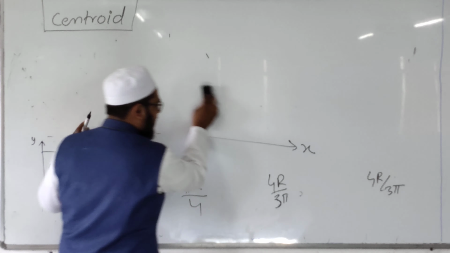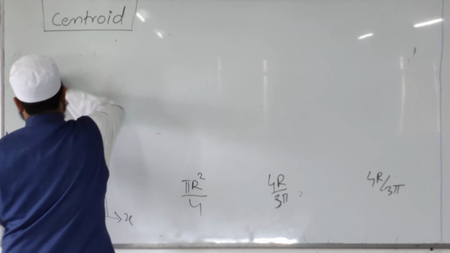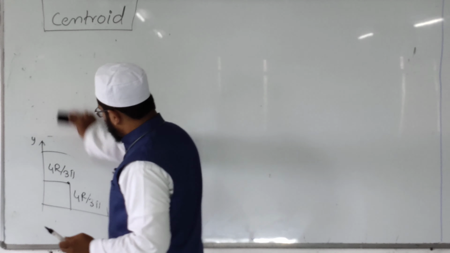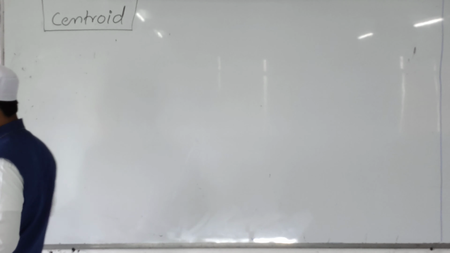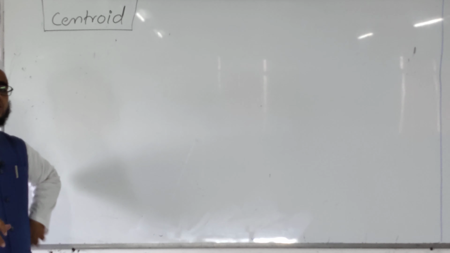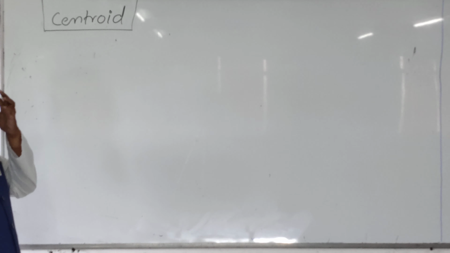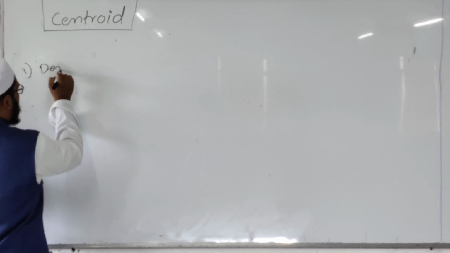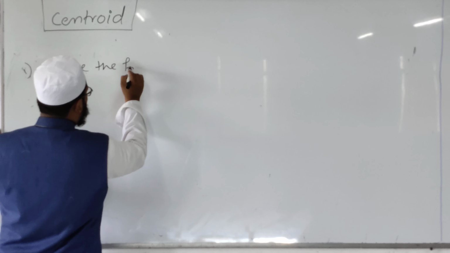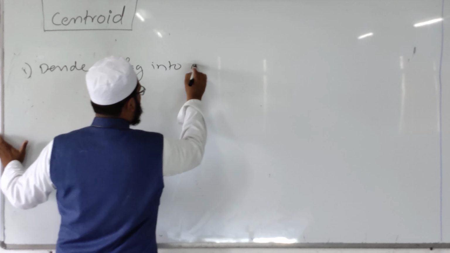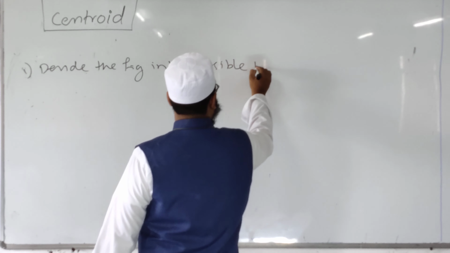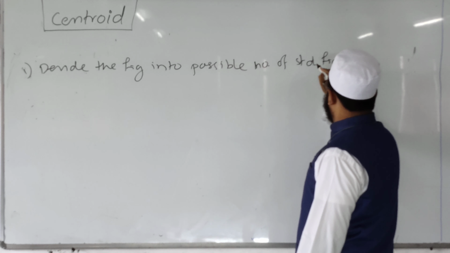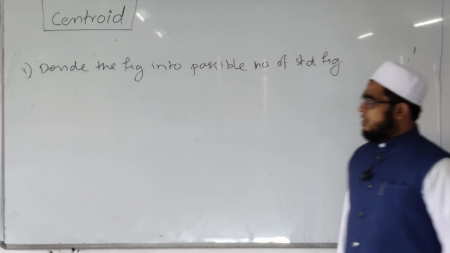But the question is, why are we finding this? Because in general the figure is of irregular shape. If an irregular shape figure is given and we have to determine the coordinate of the centroid, then the first step is to divide the figure into the possible number of standard figures. It is the first step.